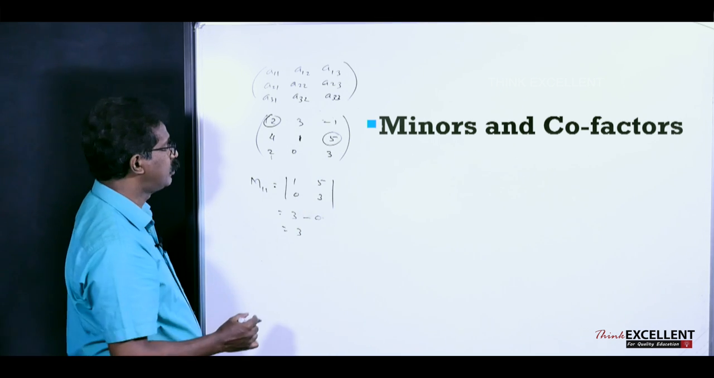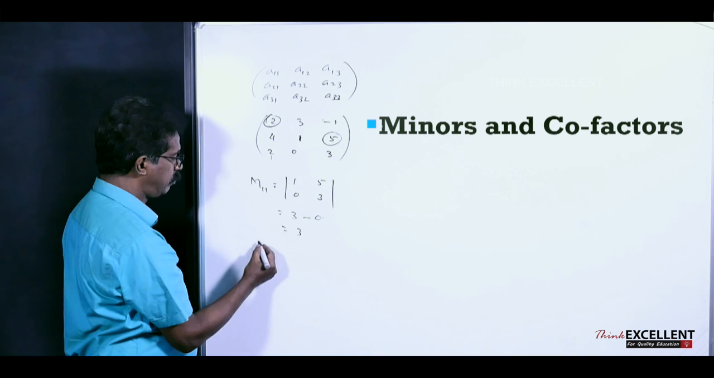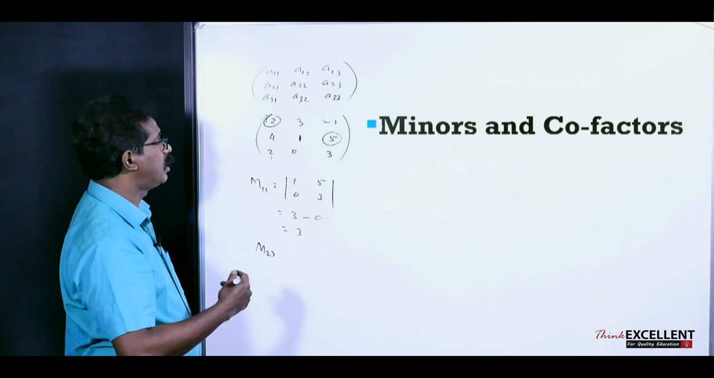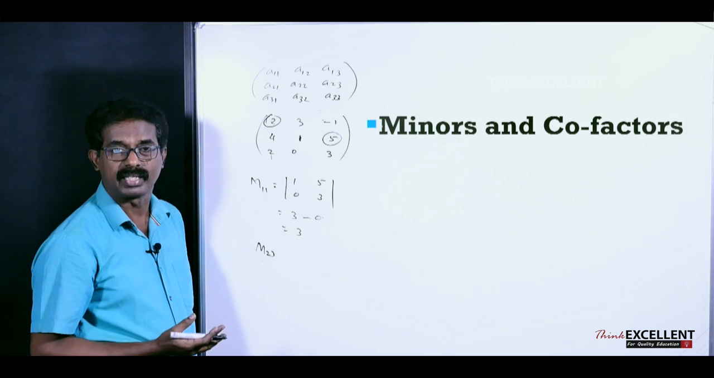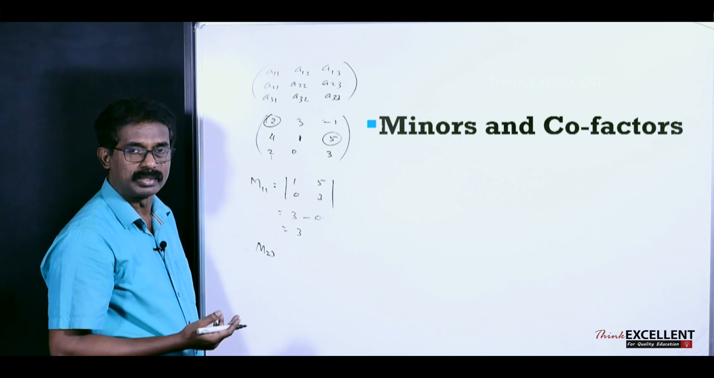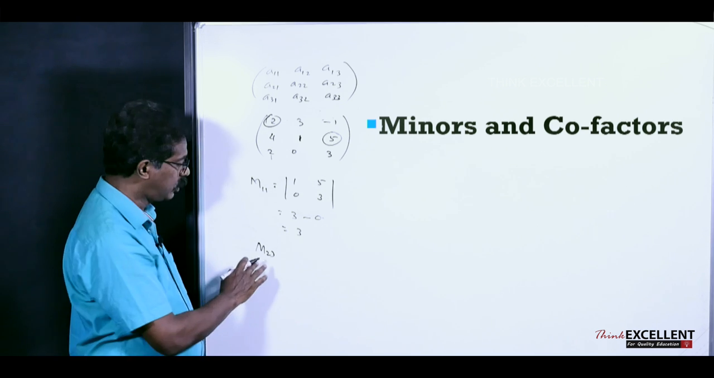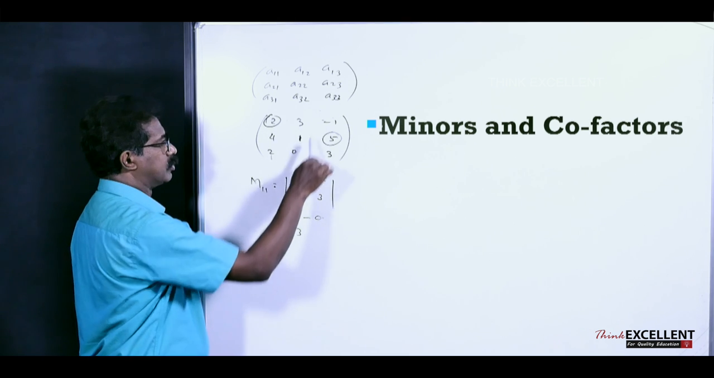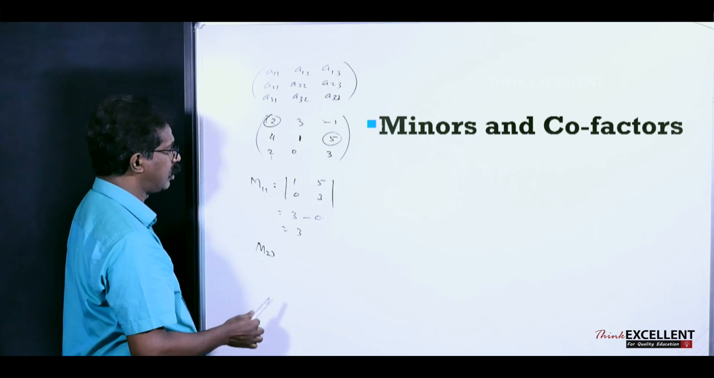Suppose I want to find the minor of this 5. Which position? 2, 3, right? So M23. Questions may be asked like this. They won't ask to find the minor of 3, because here you can see two 3s, and we don't know which 3 they mean. So normally they ask like this: A23 means second row, third column. So that is this 5.